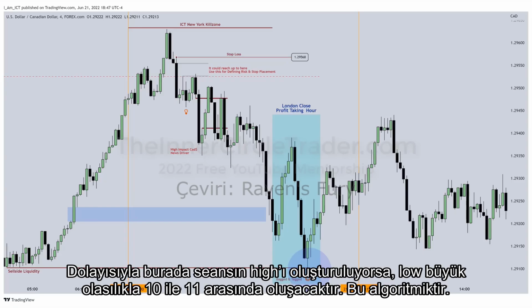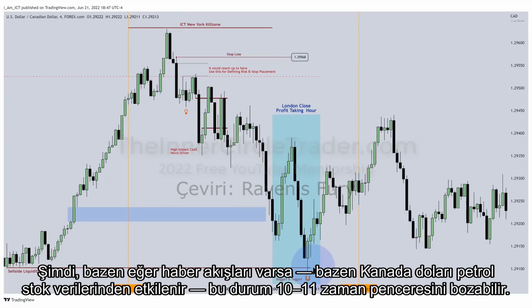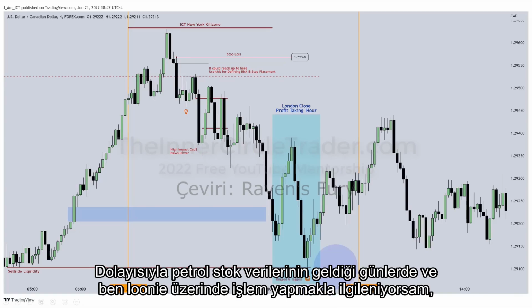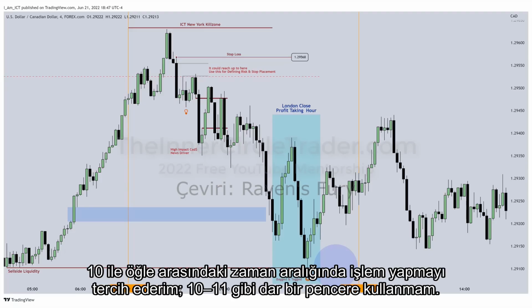So if it's creating the high of the session here, the low is likely to form between 10 o'clock and 11 o'clock. That's algorithmic. Now sometimes, if there's news events, the Canadian dollar is influenced by crude oil numbers, and that would sometimes skew this time window, 10 to 11. So on those days when there's crude oil inventory numbers coming out and I'm interested in trading the loonie, I will trade with the expectation between 10 o'clock to noon and not have such a tight little window of 10 to 11.